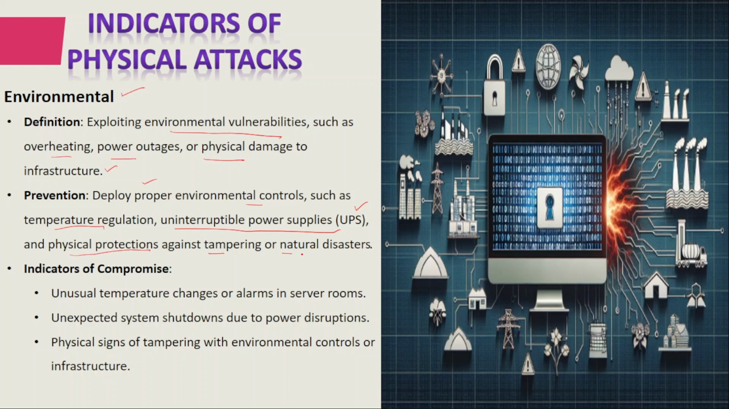tampering or natural disasters. Indicators of compromise include unusual temperature changes or alarms in server rooms, unexpected system shutdowns due to power disruptions, and physical signs of tampering with environmental controls or infrastructure.